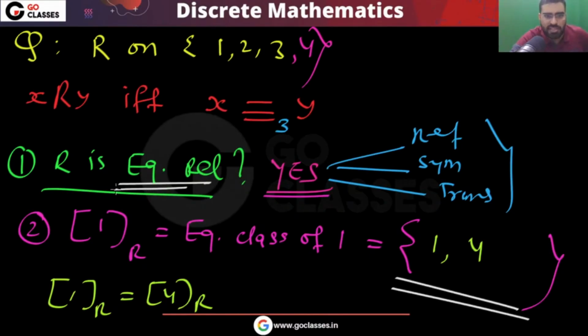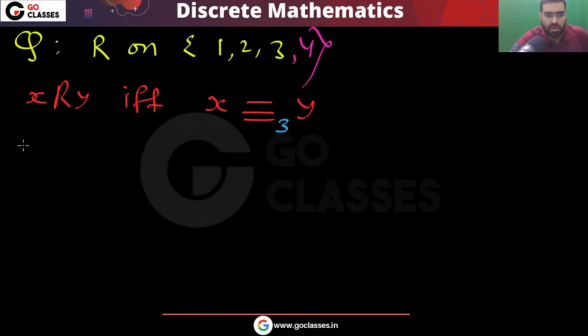Again, you can notice the equivalence relation is reflexive, symmetric, transitive. So you can easily see that this will be the same. This will be the equivalence class of 4 also. Now, what about the next?